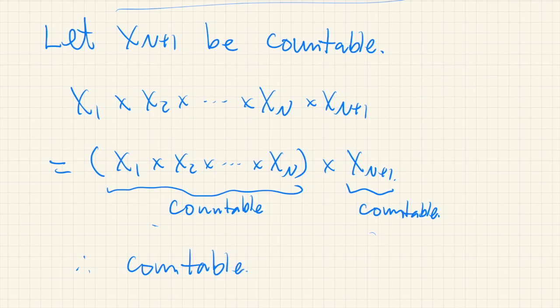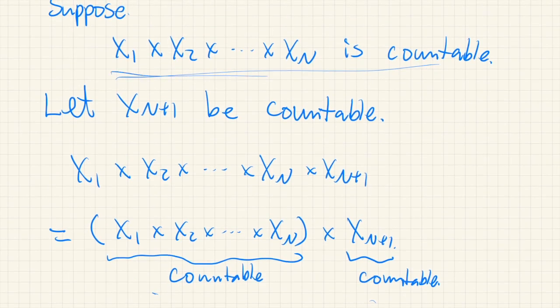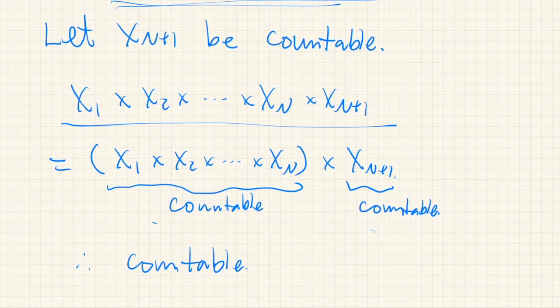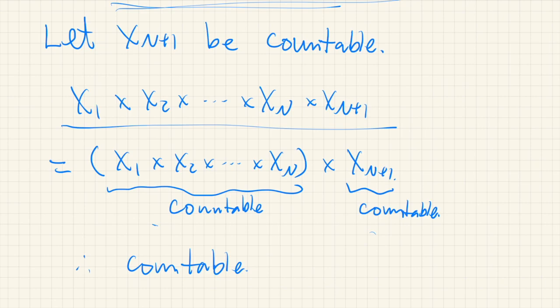Okay, and we are done. So assuming this is countable, we have shown that this is countable. So by induction, the Cartesian product of finitely many countable sets is also countable. And we are done.